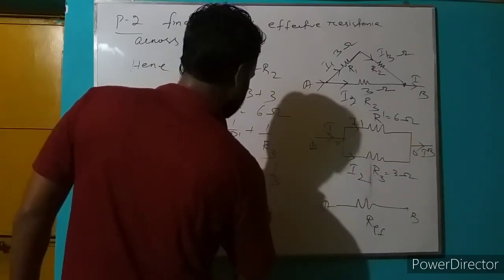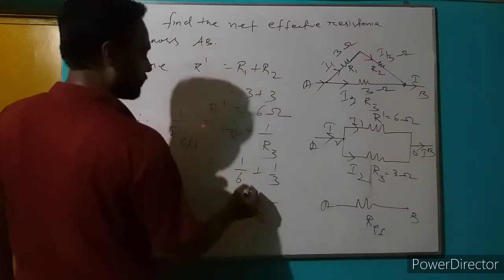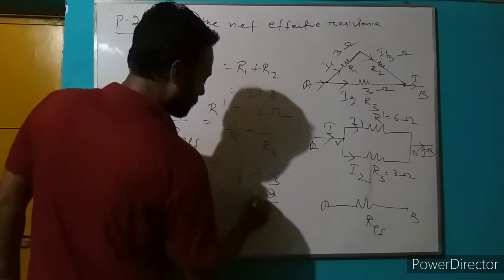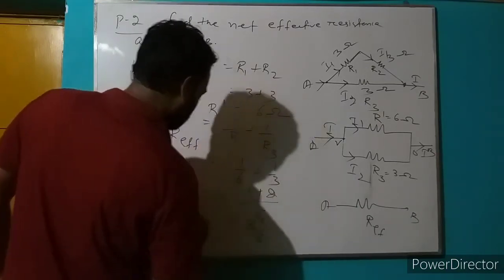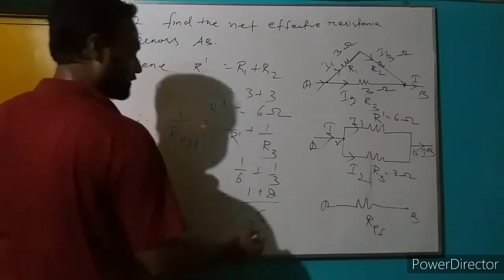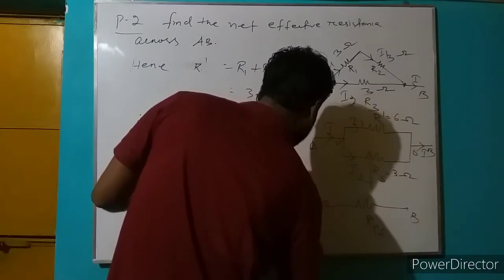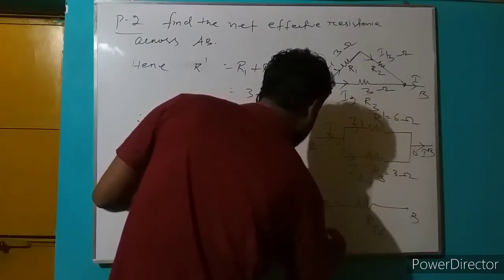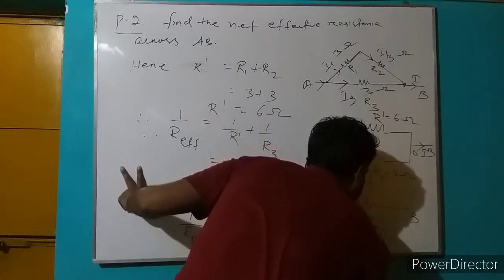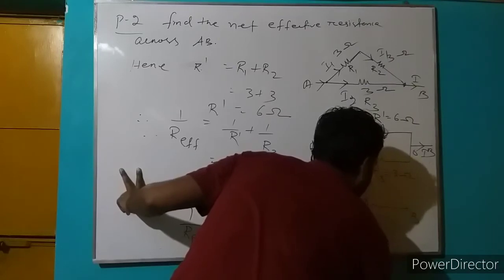The LCM of 6 and 3 is 6. So 6 by 6 is 1 and 6 by 3 is 2, that means 3 by 6. So 1 by R effective equals 3 by 6, which implies 1 by R effective equals 1 by 2. That implies R effective equals 2 ohm.